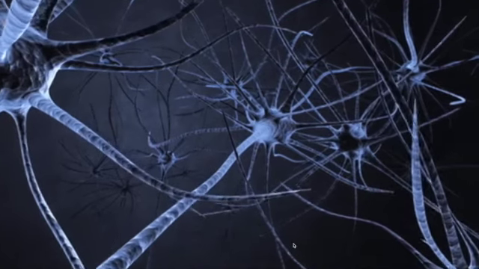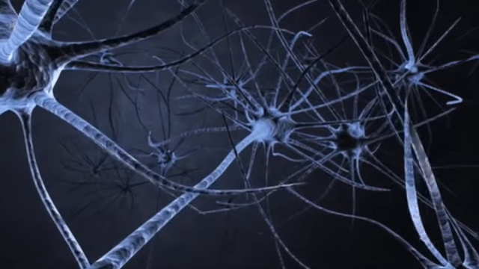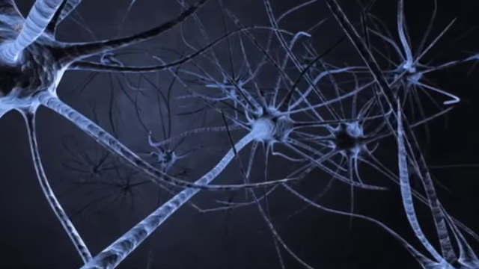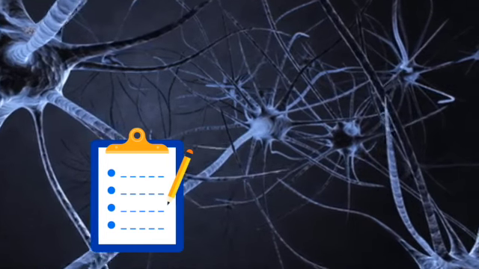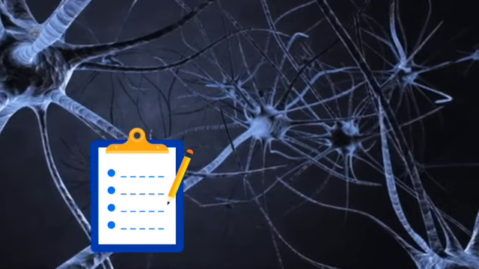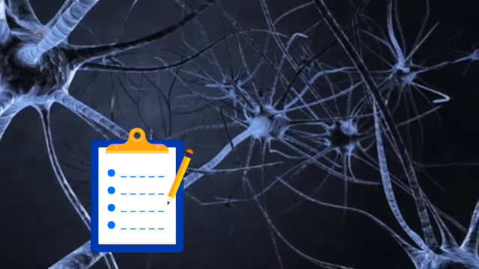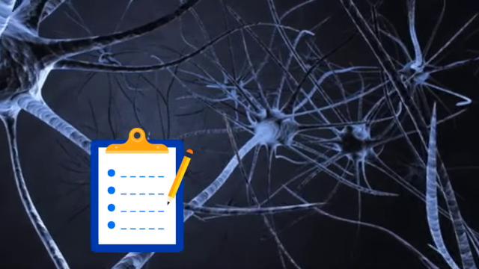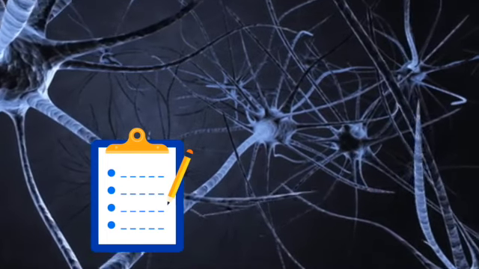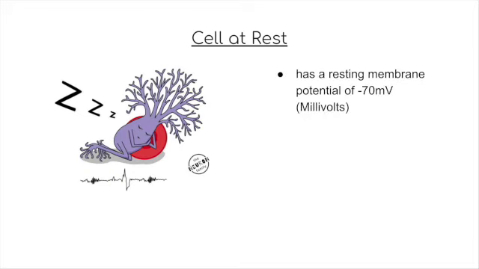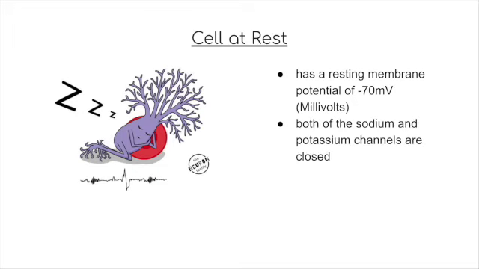When talking about neural communication, it is important to note that neurons don't just fire from anything. Certain requirements must be met, or else it will stay dormant. Every neuron has a charge that is associated with it. This is due to the concentration of different ions being transported into and out of the cell. When a cell is at rest, it has a resting membrane potential of negative 70 millivolts. In this state, both the sodium and potassium channels are closed.